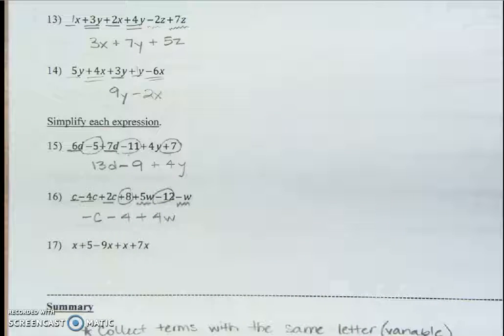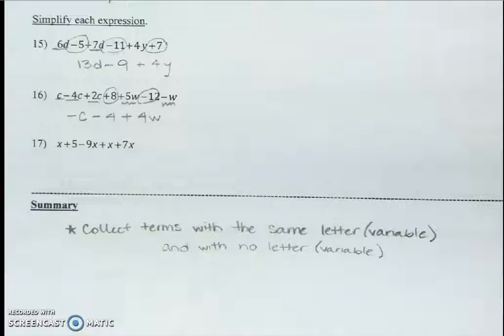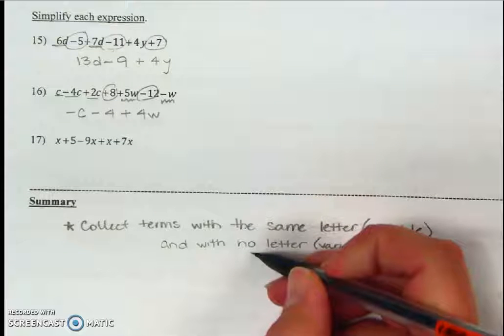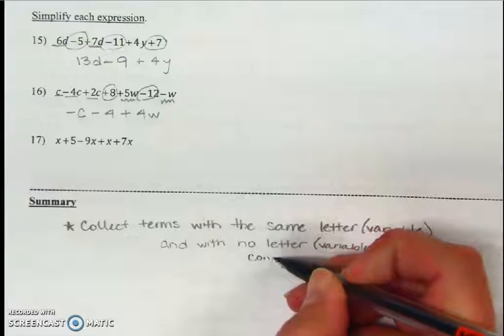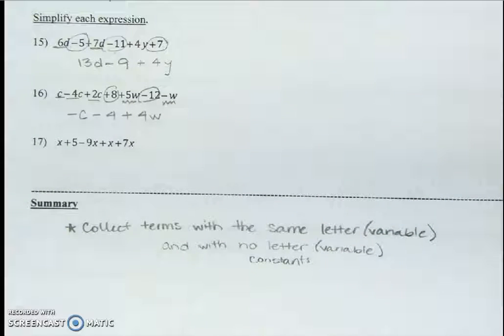Okay, there we go. So that's the main idea here. Collect terms with the same letter or variable, and then with no letter or variable. In other words, a constant. So collect all of the coefficients, add them all up, and collect all the constants.